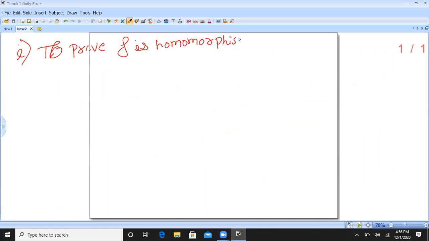Next, first, what do we prove? First we have to prove that F is a homomorphism. So for all A raised to m, comma, A raised to n belonging to G, consider this.